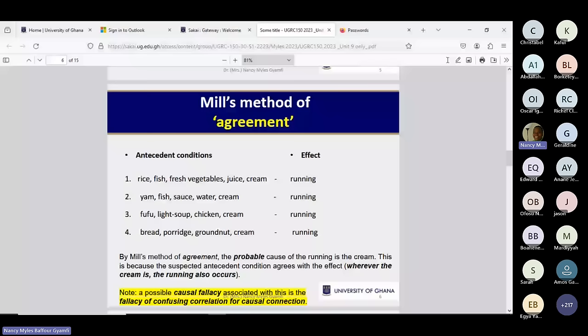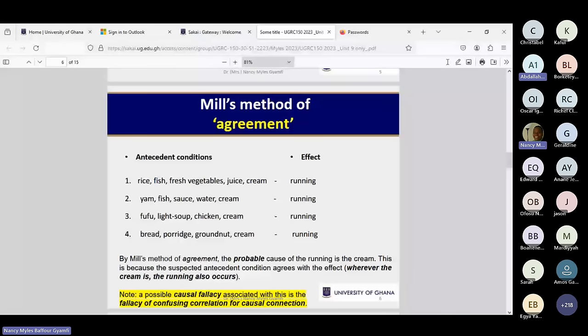Everyone, what's the effect? Let me see if you are there or you are asleep. Unmute and respond. What's the effect? You are running for all the four sessions. Running. Thank you. So we see you might be running. But you know the running I have in mind. Not the running we do with Alex, the other one.